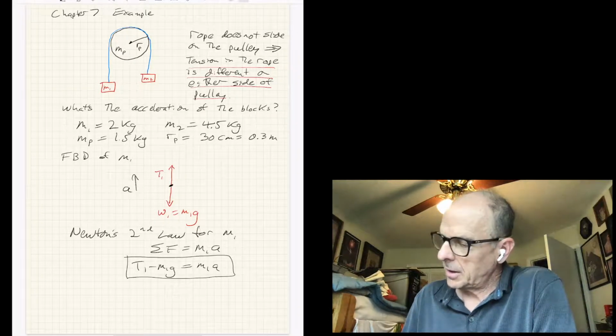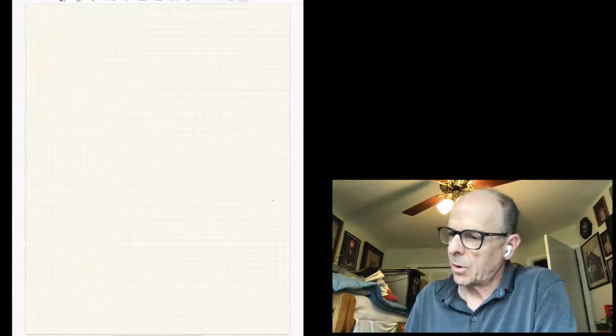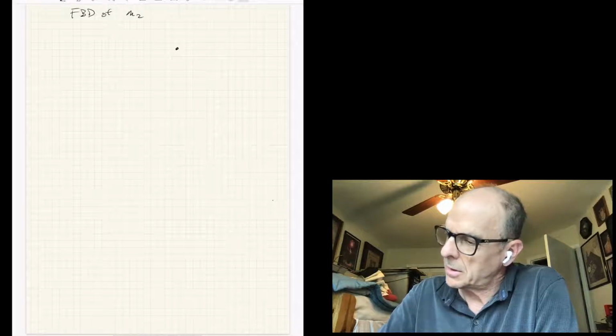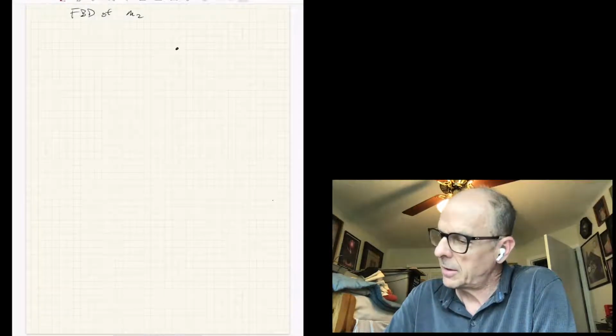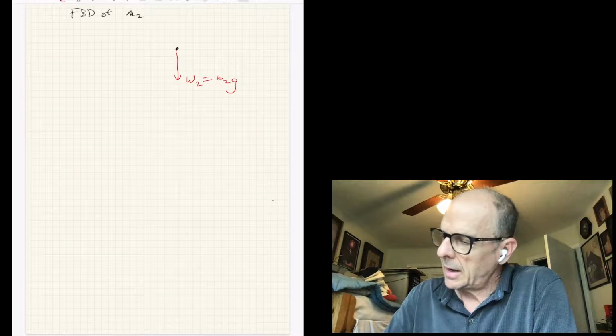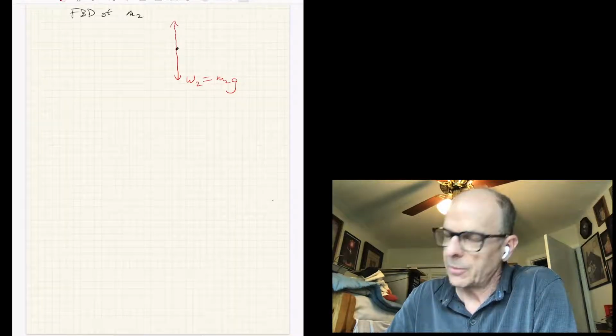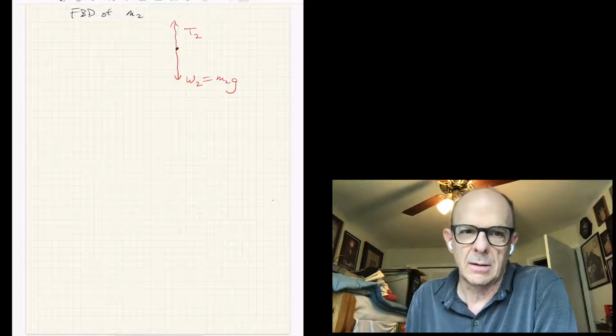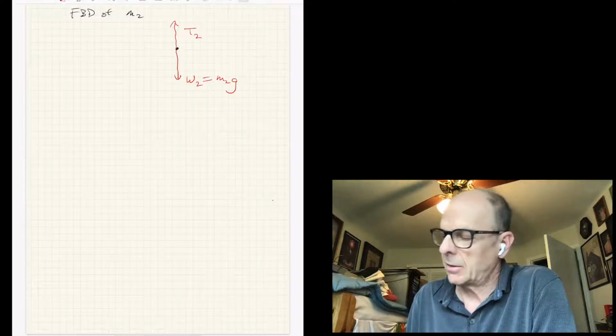Now let's do the same thing. I'm going to go ahead to the next page for m2. Free body diagram of m2. That's also just a dot. We'll also do our fancy red vectors here. Its weight down, W2, is equal to m2 times g. And there's a tension force in the rope upwards on it, and I'm going to label that T2. Again, since the pulley is not ideal, the tension is not the same on either side of the pulley. So I have to allow that to have a different value.